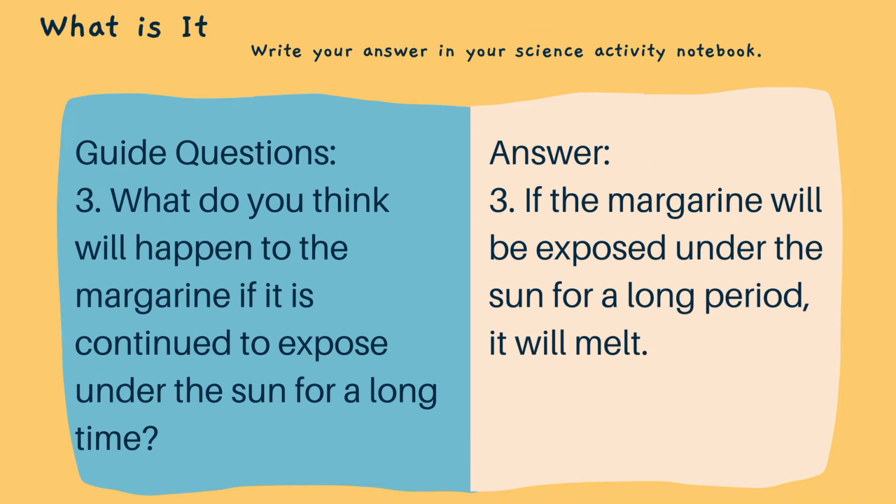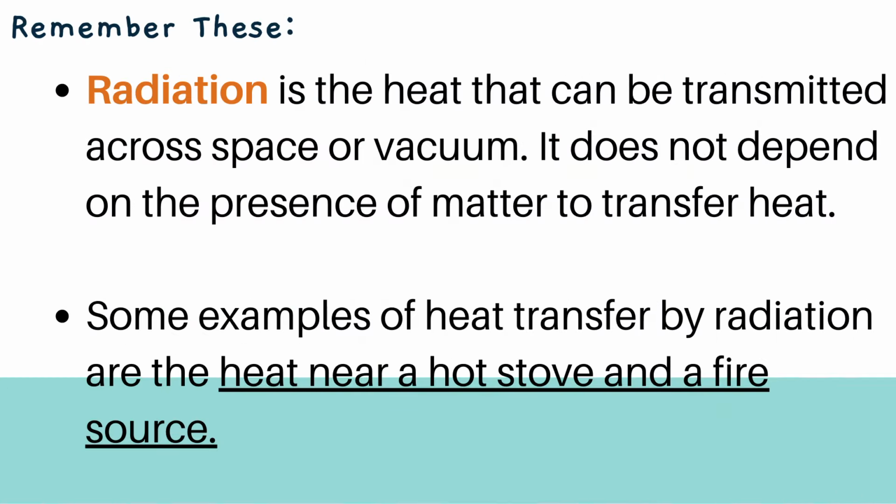What do you think will happen to the margarine if it continues to be exposed under the sun for a long time? The answer is, if the margarine is exposed under the sun for a long period, it will melt. Radiation is the heat that can be transmitted across space or vacuum. It does not depend on the presence of matter to transfer heat. Some examples of heat transfer by radiation are the heat near a hot stove and a fire source.